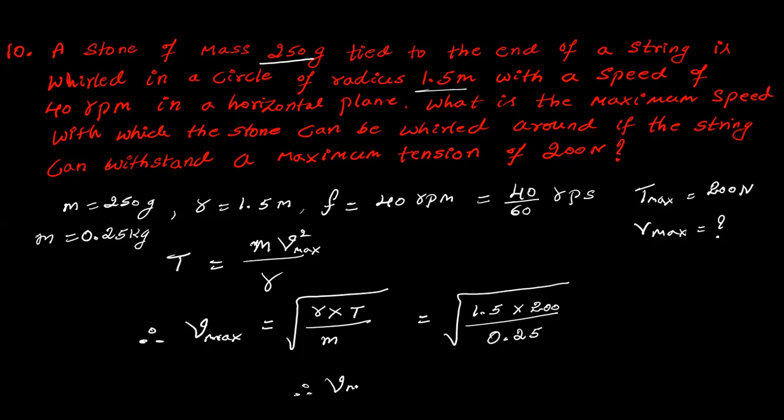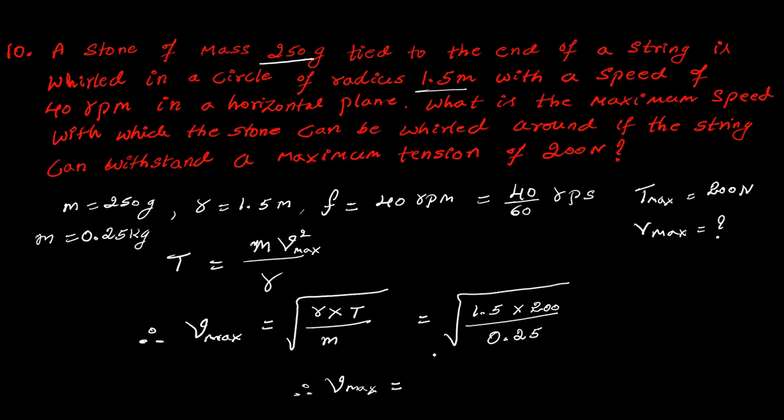Therefore, V maximum is equal to, solve for this, you will get 34.64 meter per second. So this is the maximum speed of the stone.